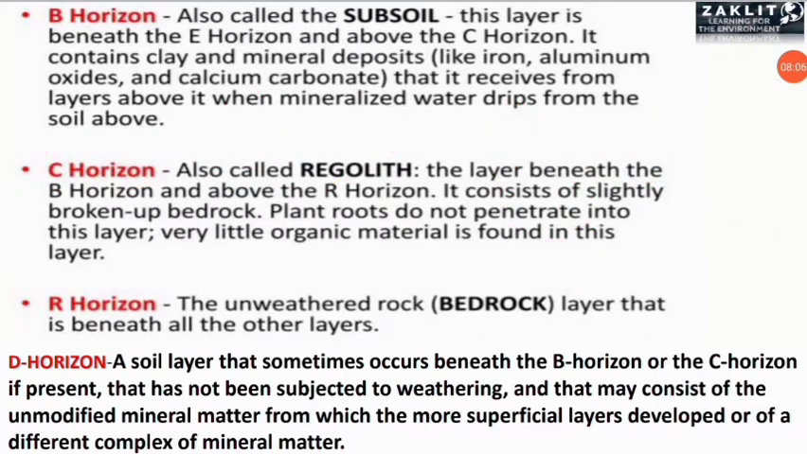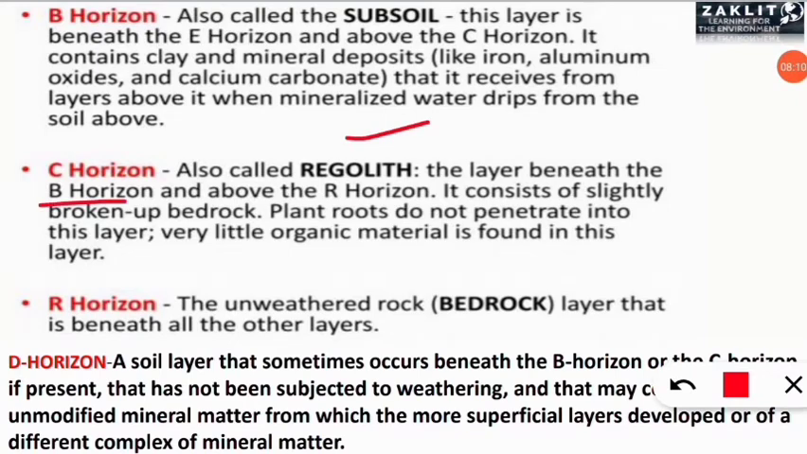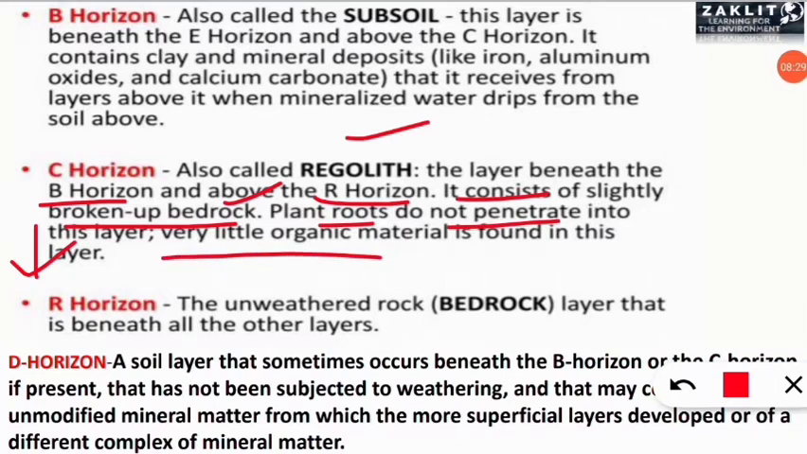And the C horizon is called regolith, you have to remember that, it is also important. This layer is below the B and above the R horizon. It consists of slightly broken up bedrock. As the bedrock is lying below the C horizon, slightly broken up bedrock is found here. Plant roots do not penetrate because broken rocks are present. That's why they are not able to penetrate into this layer. Very little organic matter is found in this layer. Organic matter is mostly in the A horizon, but here organic matter is very little or least.